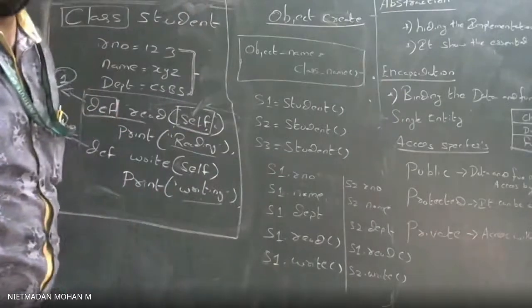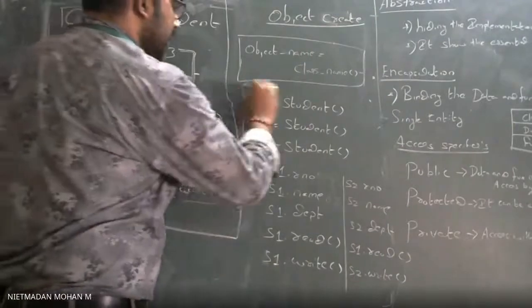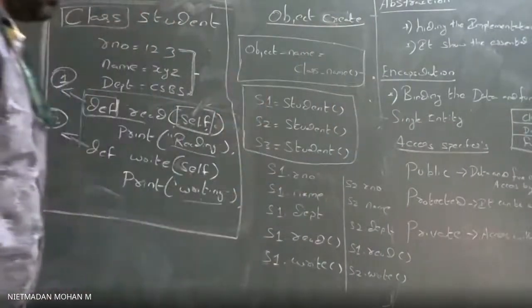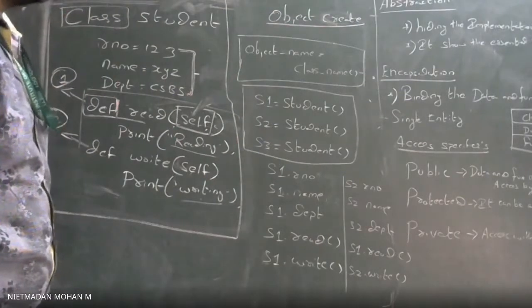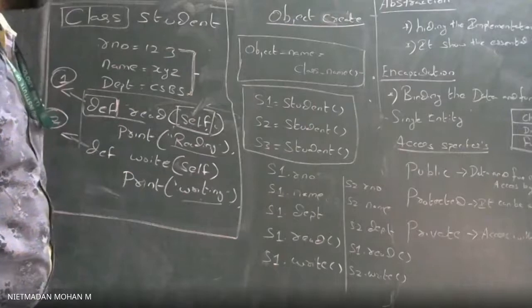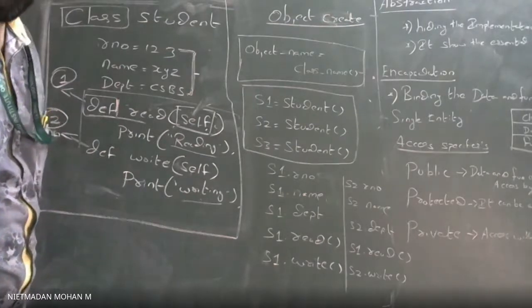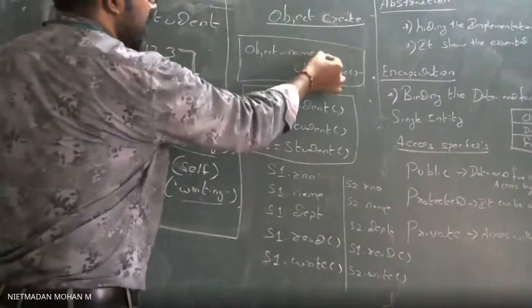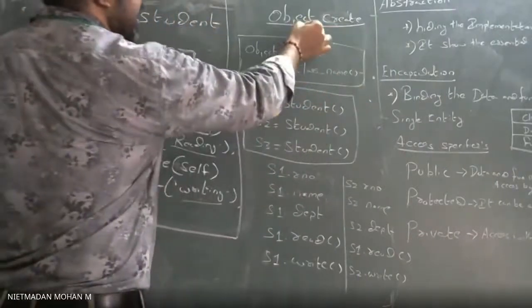Clear? For creation of the object. So here I have created an object. Can you tell me what is the object name? What is an object name? So this is the syntax: object_name is equal to class_name. This is the syntax for creating an object.